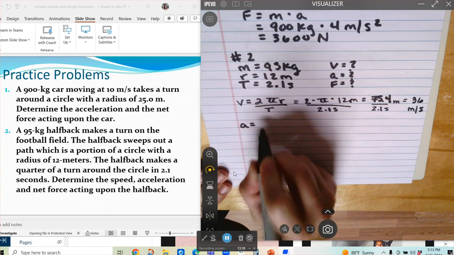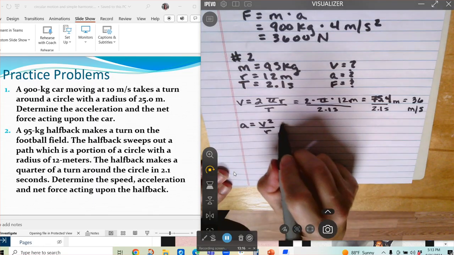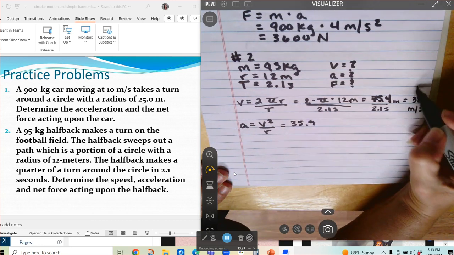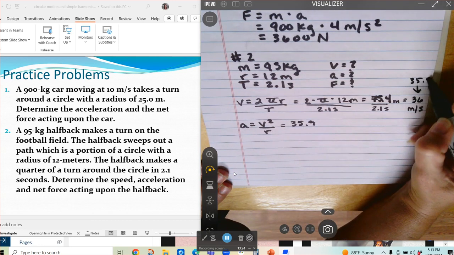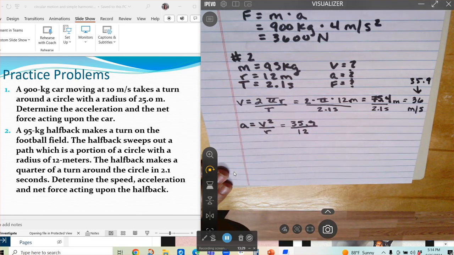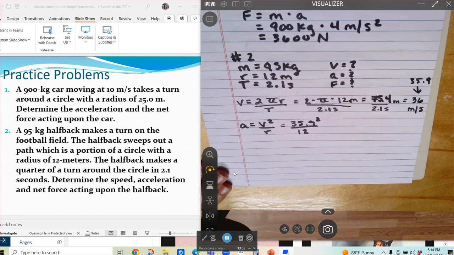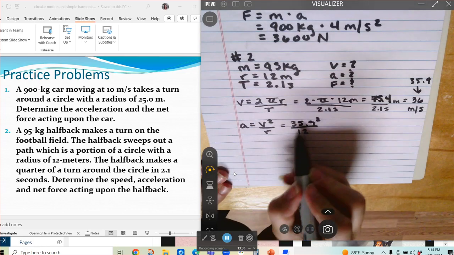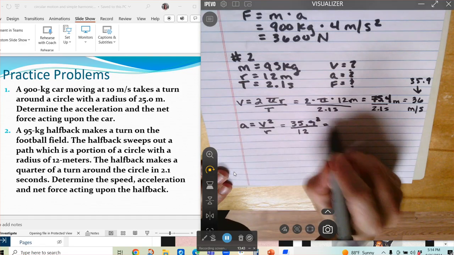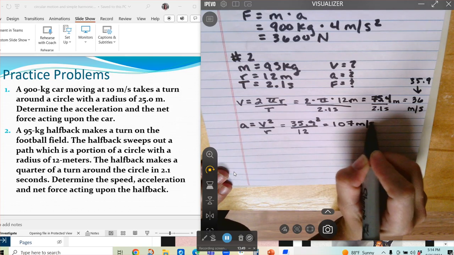So our acceleration is velocity squared over r. So that's going to be 35.9. Again, that's from here. This was 35.9 over 12. And square the 35.9. So v squared over r is 35.9 squared over 12. And when I do that, I get 107 meters per second squared.